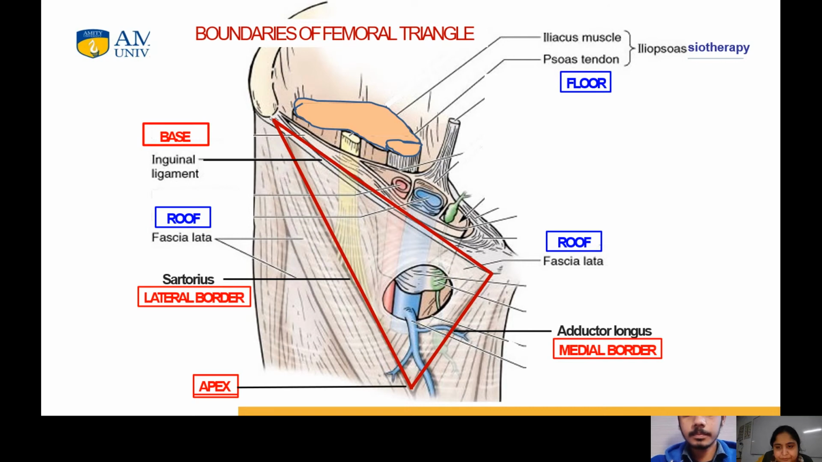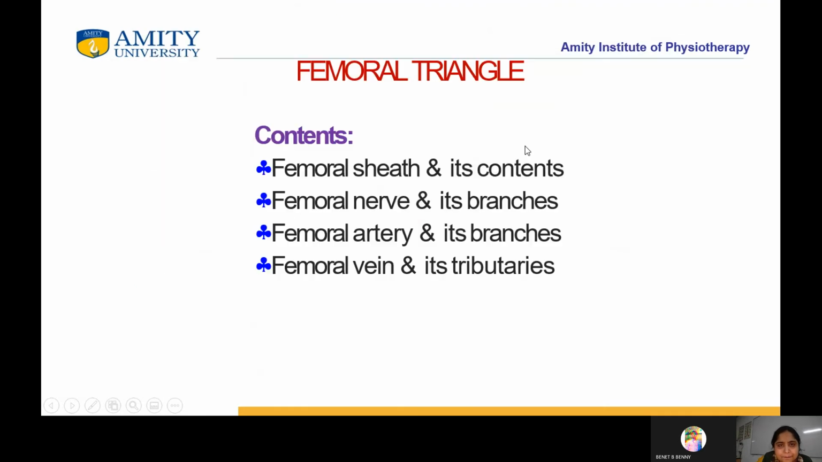looks like. Okay, here is the lateral border, formed by the sartorius. This is the apex, which is made by joining the lateral border and the medial border. And this is the base, which is formed by the inguinal ligament. Then we have the roof, which is formed by the fascia lata and cribriform fascia. And then we have the floor, which is formed by iliacus muscle and psoas tendon.